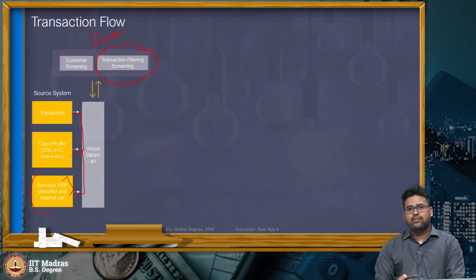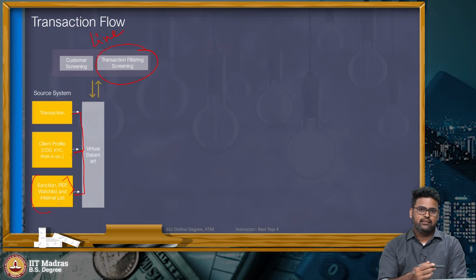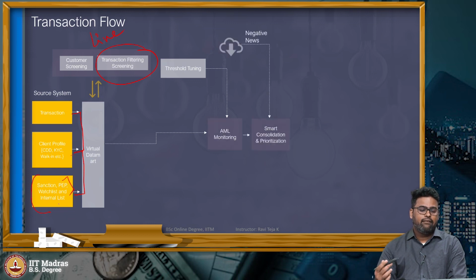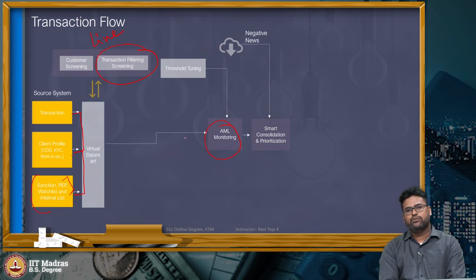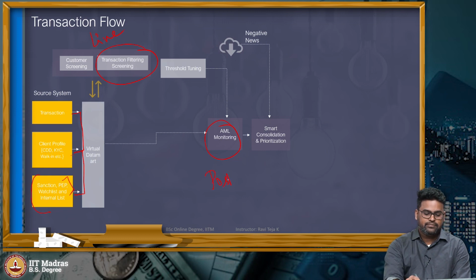So let's assume that the transaction has bypassed this and is good to go ahead. And the transaction is complete. Once the transaction is complete, the bank will have their money laundering system in place. They term it AML monitoring, which stands for anti-money laundering monitoring. So essentially this is a postmortem after the transaction is complete.